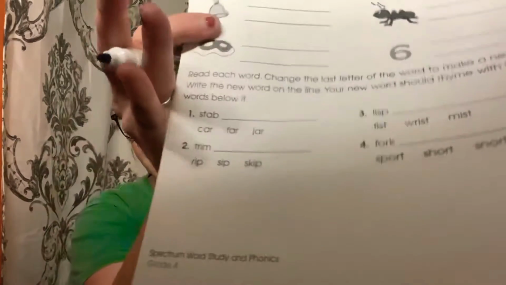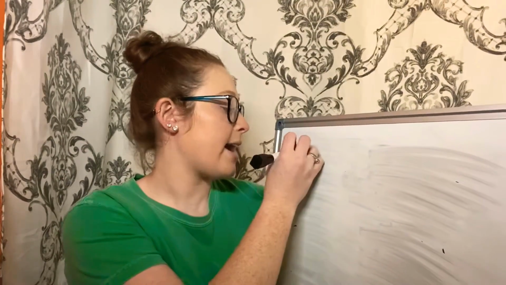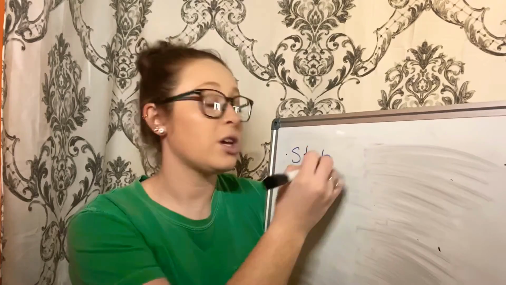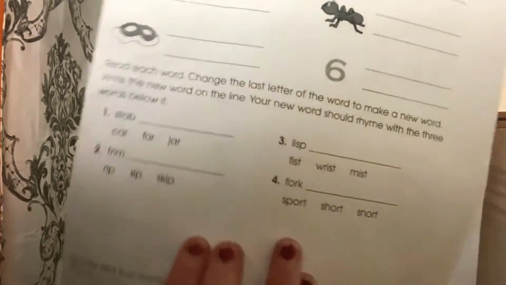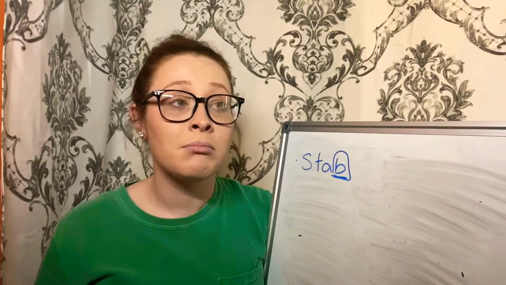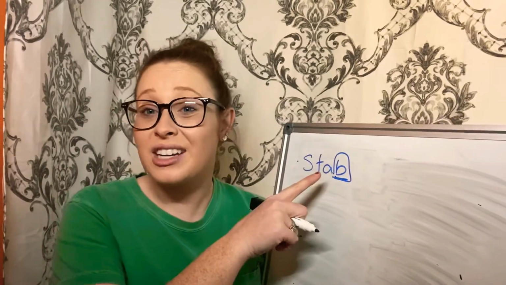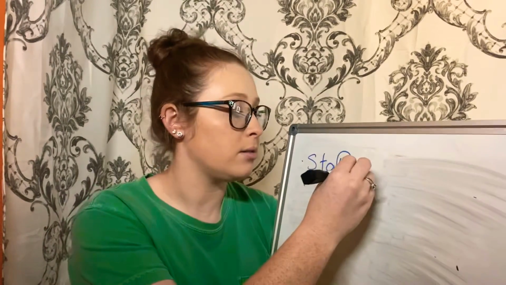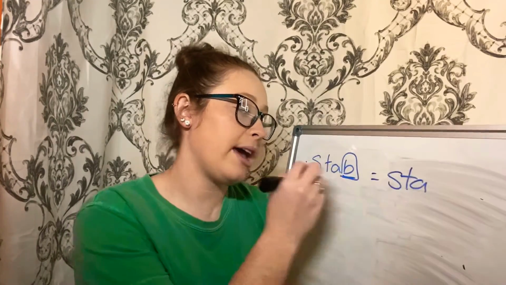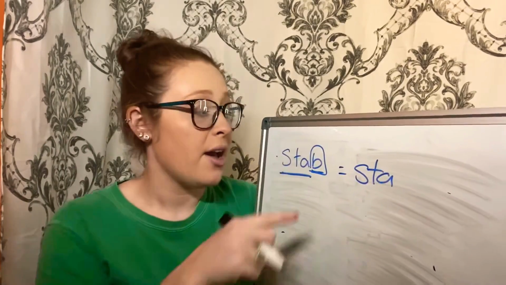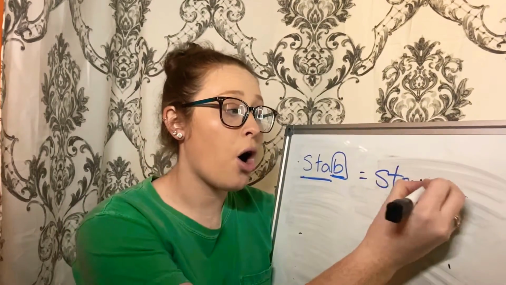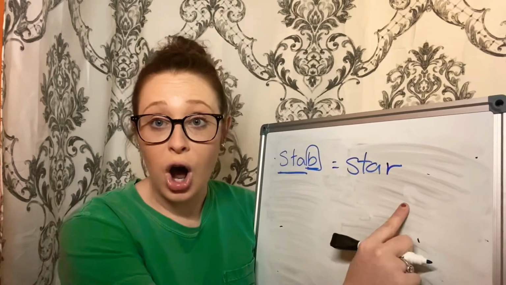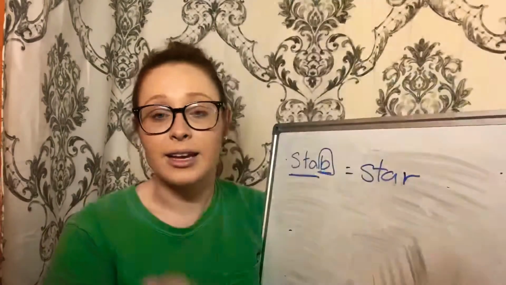Okay, so that first one at the top, it says stab. So our ending is the B. Now, look at the bottom ones down there. We have car, far, and jar. What do those all end in? R. So that means I'm going to change this B to a R. So I'm going to keep the STA because I did not change that. I'm only going to be changing that last letter, and that's the B. And I'm going to be changing it to an R. So what's my new word? Star. So you need to be writing that on that first line right there.